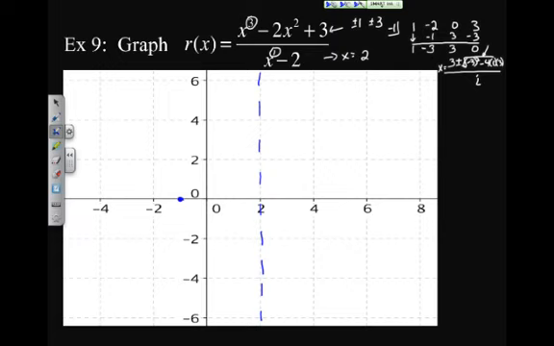Then also the y-intercept. Remember, that's when we put in x's that are 0, and so that's going to give us those two. That's going to be negative 1.5 for the y-intercept, which will be about right here. So now that we know that, we don't have any slant asymptotes or anything, we're going to have to just put in some points and see what happens.